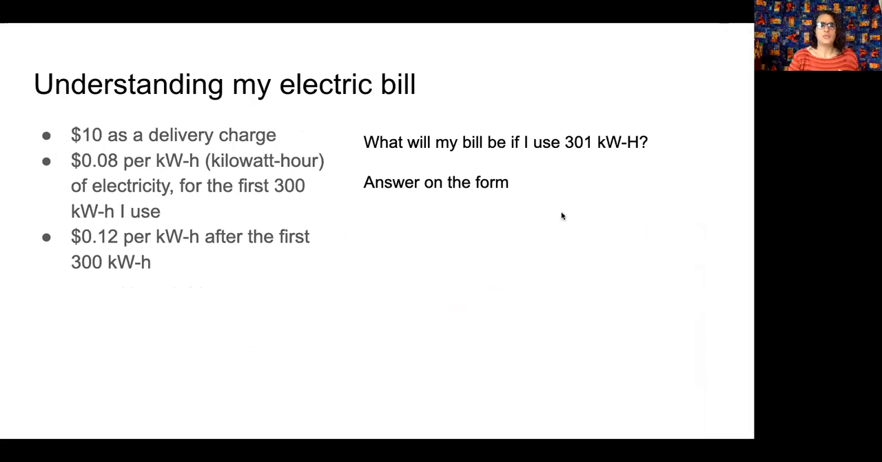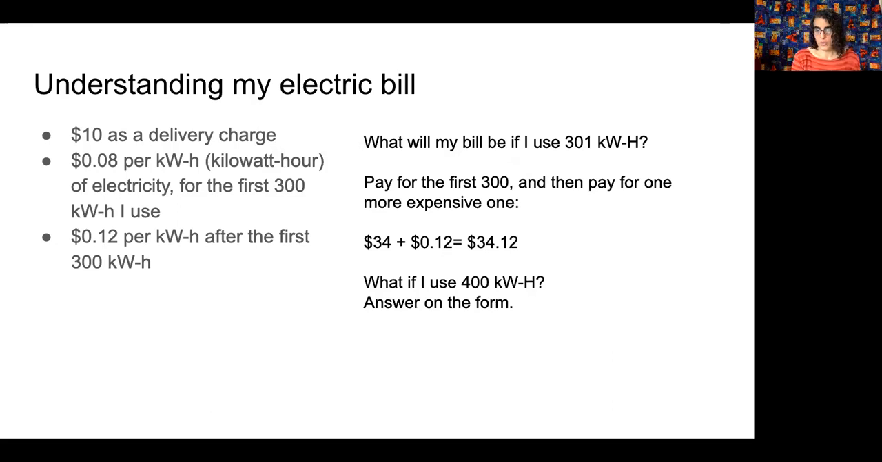So now let's try to move on to the next part. If I use a lot of electricity, it becomes expensive, and they charge me 12 cents per kilowatt hour after the first 300. So they're not going to go back and charge me more for those first 300. They're going to just start charging me more for extra ones. So what do you think my bill will be if I use 301 kilowatt hours? Give me an answer on the form.